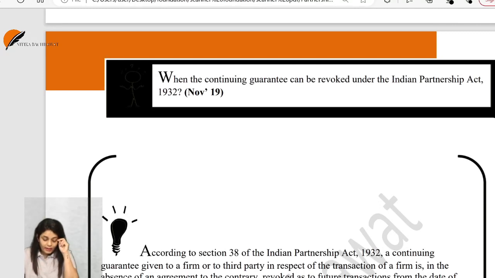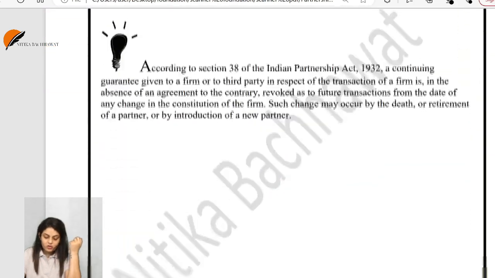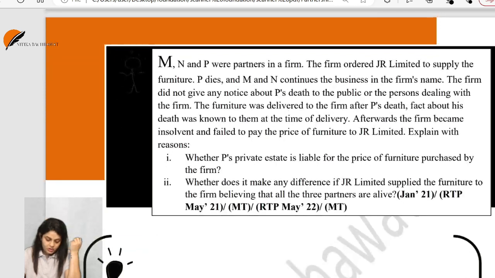When can the continuing guarantee be revoked? In case of continuing guarantee, if there is no agreement to the contrary, any change in the constitution of the firm will result in the revocation of the continuing guarantee with respect to future transactions.